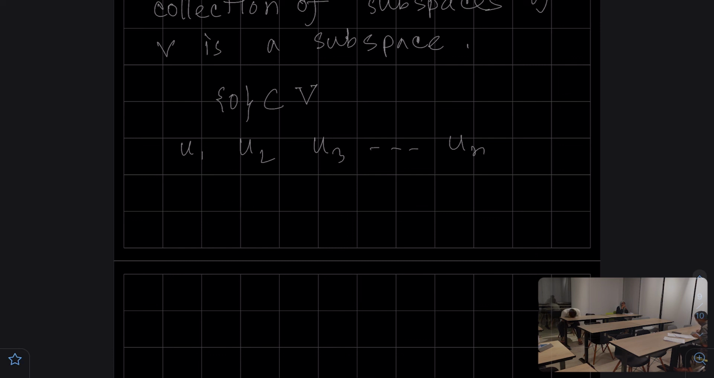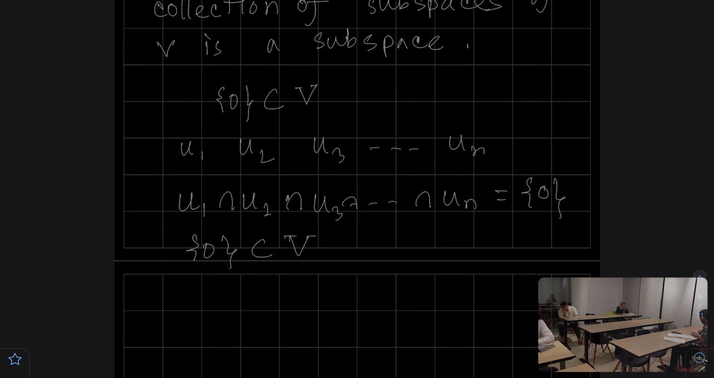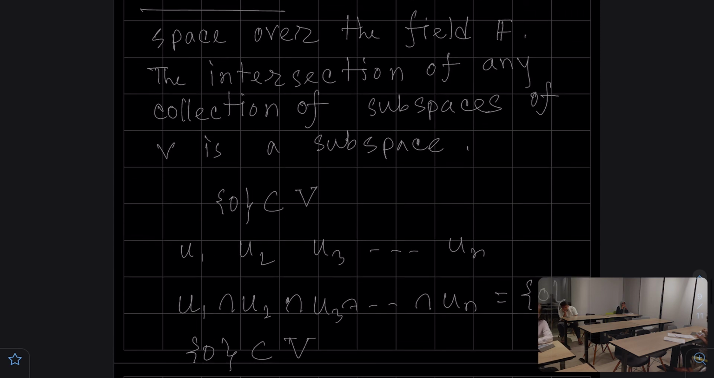{W_α} be a collection of subspaces of V, and W equals the intersection of all W_α be their intersection. Okay. So the first thing we need to show is that 0 is here.